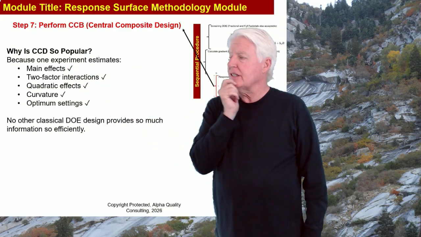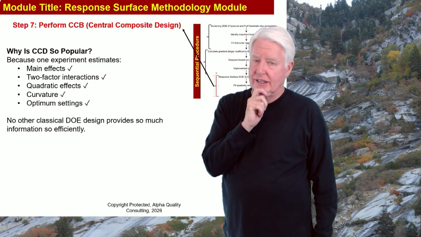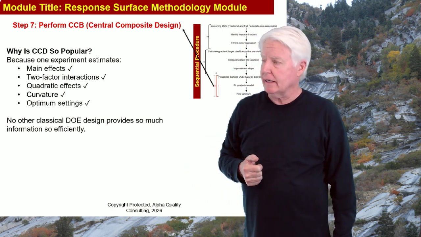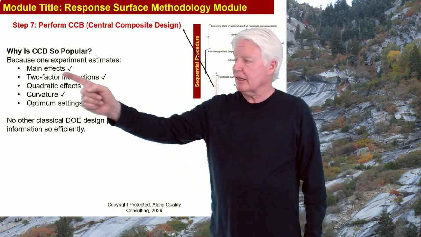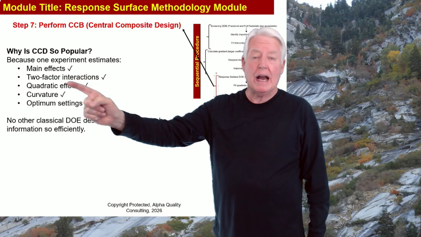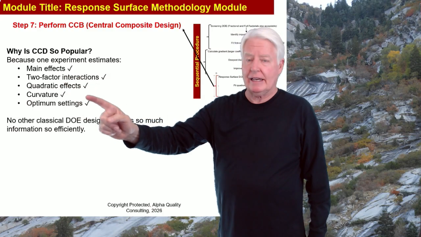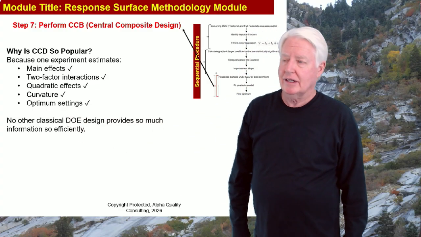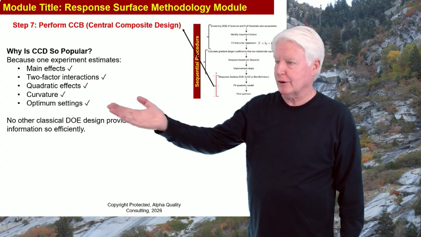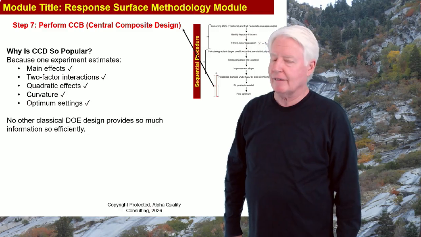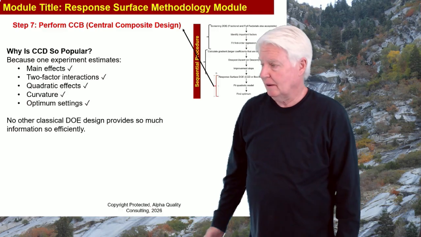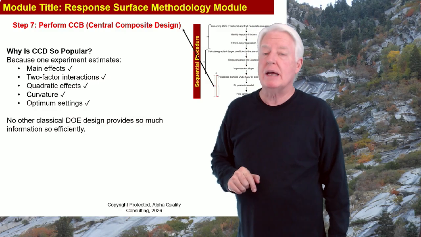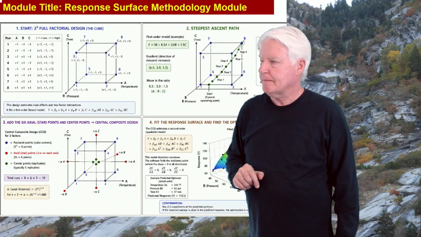So why is CCD, or Central Composite Design, so popular? Well, one thing, it's very efficient with data, because one experiment estimates main effects, 2-factor interactions, quadratic effects, curvature, and optimum settings. That's pretty amazing. For 20 or 30 data points to get all that information, that's phenomenal. No other classical DOE design provides so much information so efficiently.